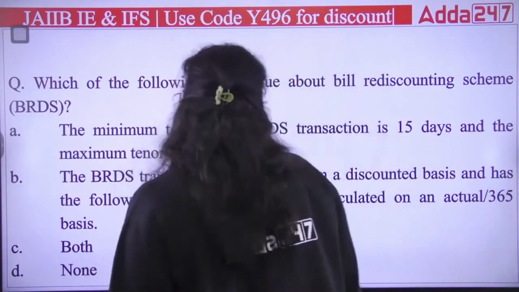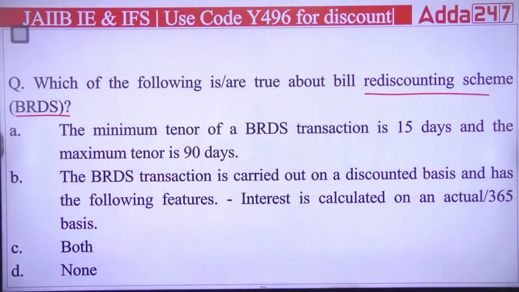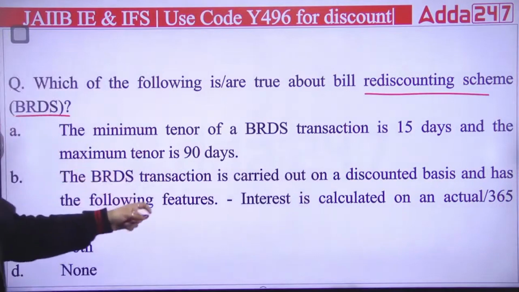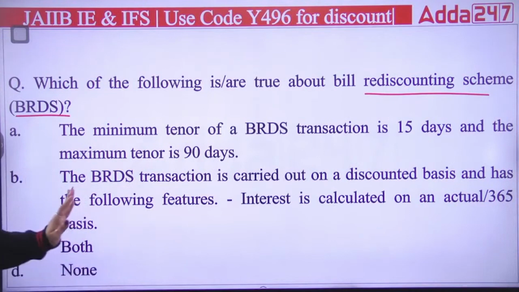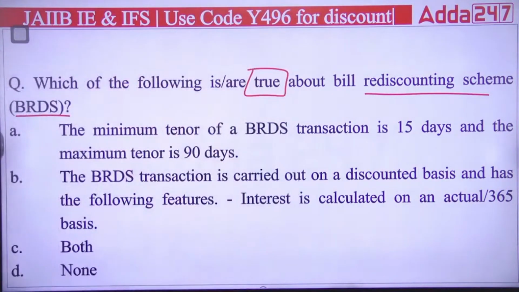Now, which of the following is true about the bill rediscounting scheme, that is BRDS? Which of the following is true about the bill rediscounting scheme? That we can say it is a BRDS. So the minimum tenure of a BRDS transaction is 15 days and the maximum is 90 days. The BRDS transaction is carried out on a discount basis and has the following features, like first is interest is calculated on the actual or 365 days basis. Third is saying both, fourth is saying none of the above. So what do you think? Which statement is correct or true about the bill rediscounting scheme?